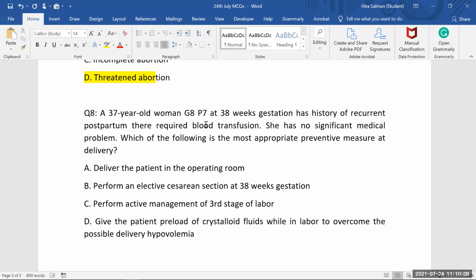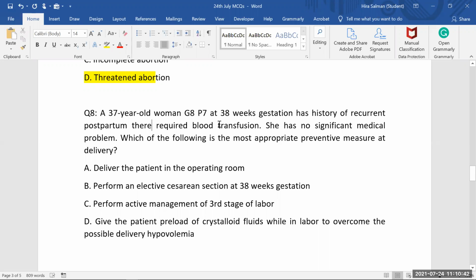So either you are going to deliver the patient in the operating room, or you are going to perform an elective cesarean section, or you're going to perform active management of the third stage of labor, or you give the patient a preload of crystalloid fluids. What will you do? What do you think, Dr. Taira? In the operating room. In the operating room? Or any other option? After the C, perform active management of stages. She is multigravida, right?